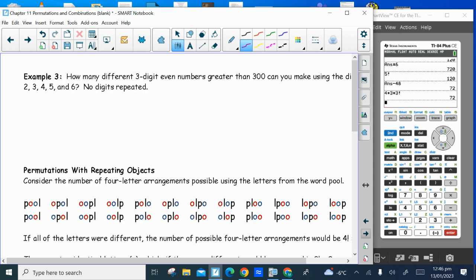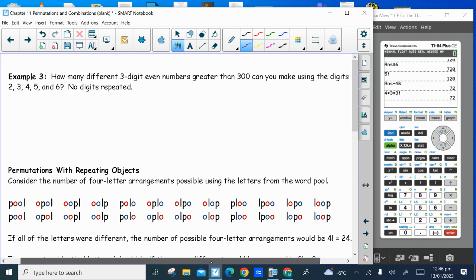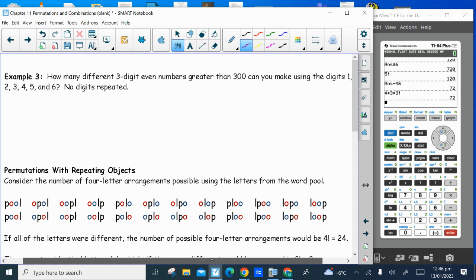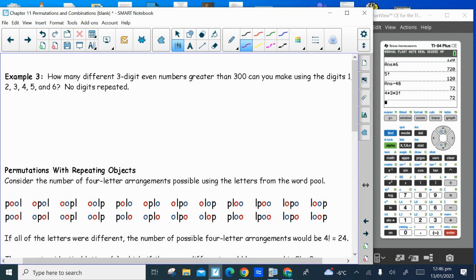Number 3. How many different 3-digit even numbers greater than 300 can you make using the digits 1, 2, 3, 4, 5, and 6, and no digit is repeated? So 3-digit number. So we mark down 3 spaces.